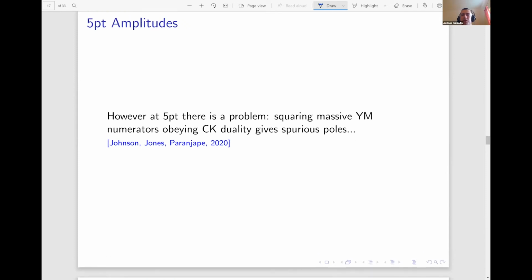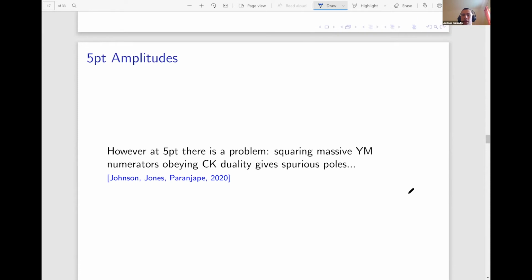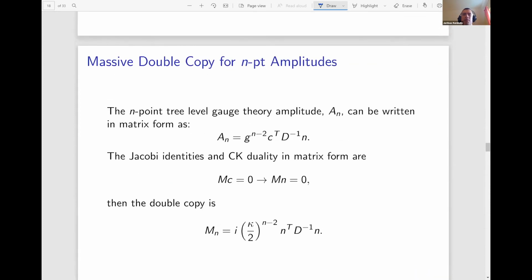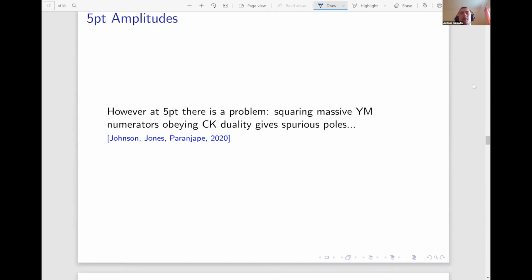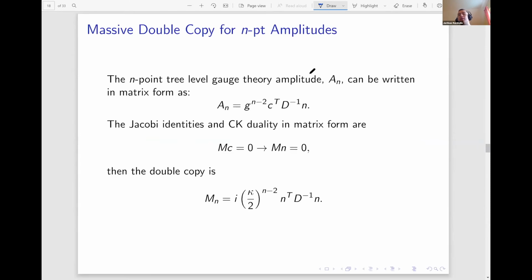So then if we go further to 5-point amplitudes, we encounter a problem, because at 5-point there are spurious poles in the double copy of massive Yang-Mills. So actually we cannot even interpret the double copy of the massive Yang-Mills 5-point amplitude as an amplitude coming from a local physical theory. And this was first found by this group. And to understand the origin of these spurious poles, I'm going to now explain this double copy procedure for n-point amplitudes in this matrix form.